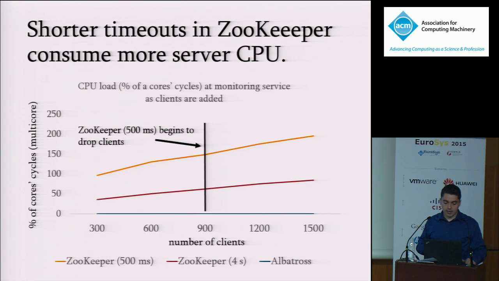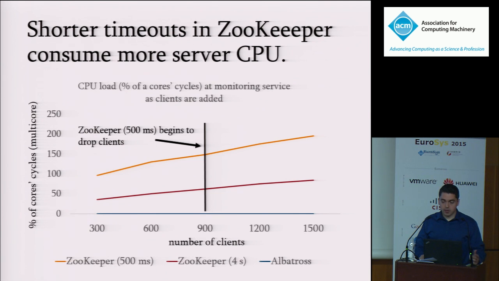What we found was that as we added more clients to the system, ZooKeeper began to use a lot more CPU, and eventually with about 900 clients, it began to drop the connection of some of the clients that were being monitored. Albatross, on the other hand, uses very little CPU at the manager because the manager isn't involved in the specific monitoring of processes. It only deals with the relatively rare case when there is a failure, and that's when it has to process and send messages.